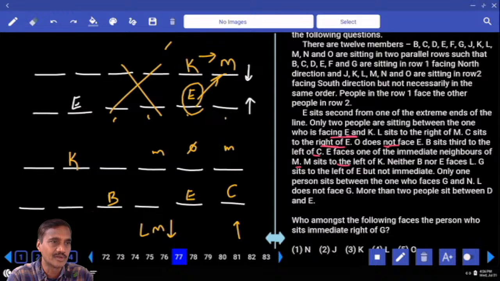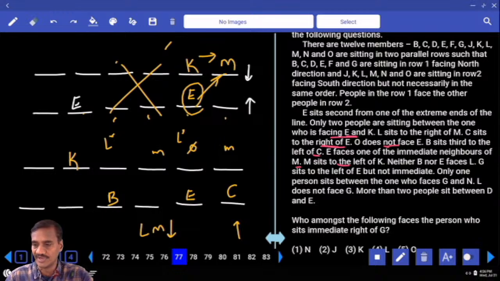Then diagonal opposite. If E is here, then M must be here. Is it possible here? Not possible. Hence this case is completely ruled out. And next one, neither B nor E faces L. Now B and E are not facing L. That means L cannot be at this place. L cannot be in these 2 places.